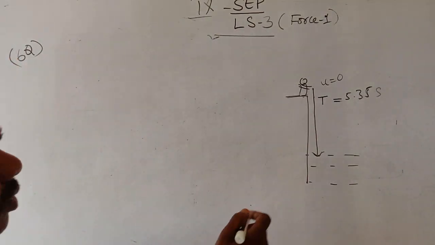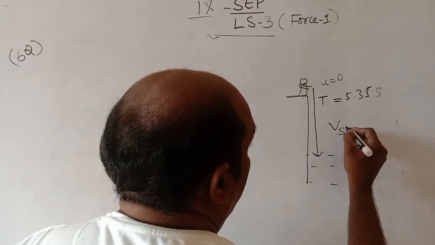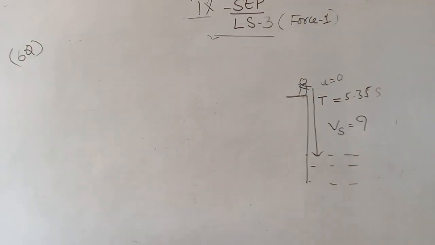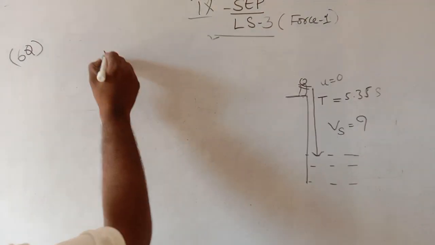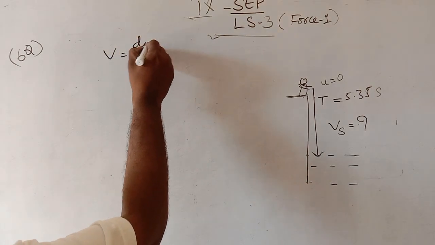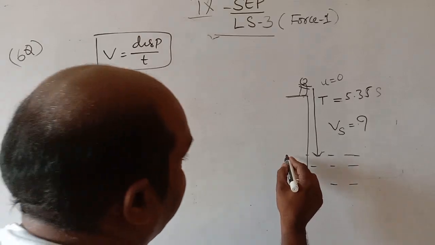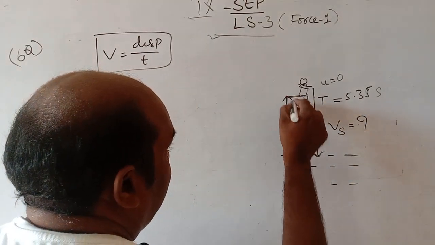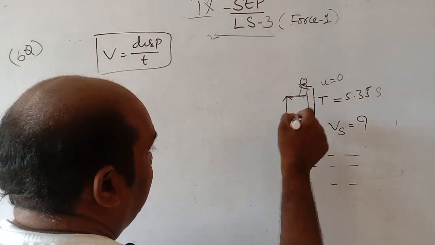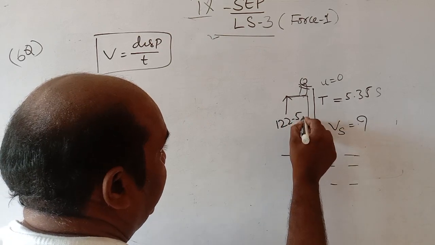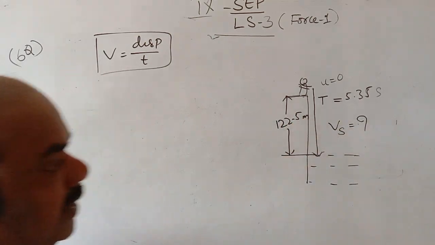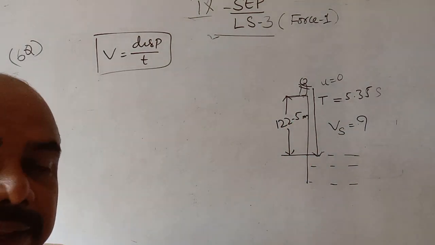But they are asking what is the velocity of sound in air. How to find velocity? We know that velocity is equal to displacement by time. This is the formula. Displacement is given in the question itself. The depth or height of the well is 122.5 meter. Depth means up to the surface of the water only.